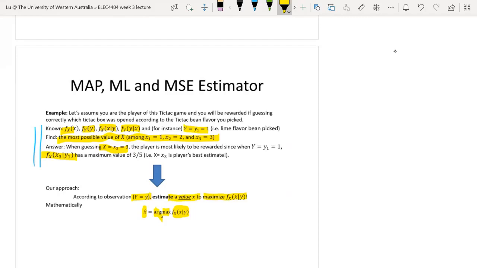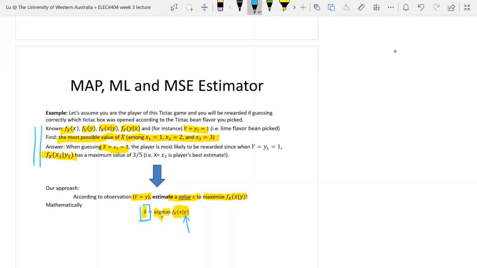So in that example we mentioned, you pick up a limb variable bin, right? So that is the known observation y. So y is the observation, is the condition. So I put the y after the vertical bar as the condition. Now, based on this observation, I want you to estimate which box of the tic-tac you opened. So we are using this x hat to denote it.